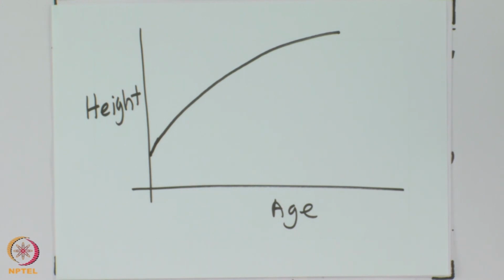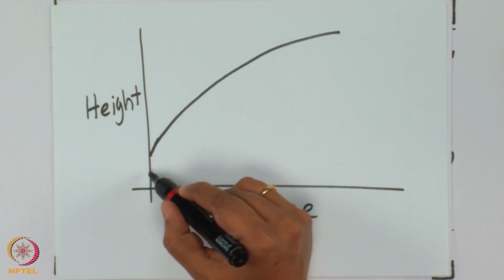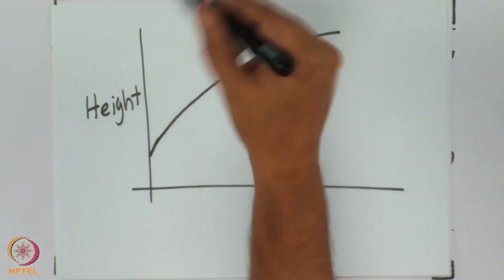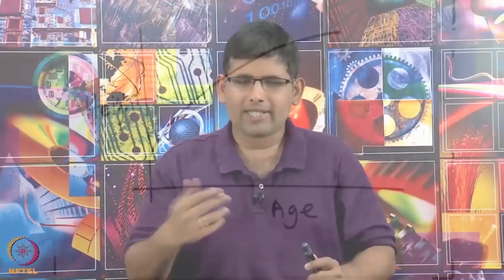So this is my guess, and one can get data, and you should get data and plot this and see how it looks like. And let us say this is the standard curve that one has, and if this happens much below or much above this, there are some growth problems. That's what this would mean. So one can have a standard curve. In fact, WHO will have a standard curve like this.